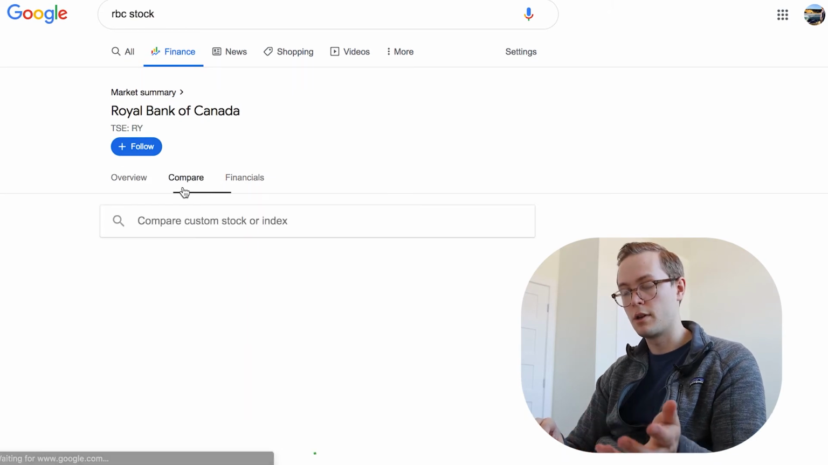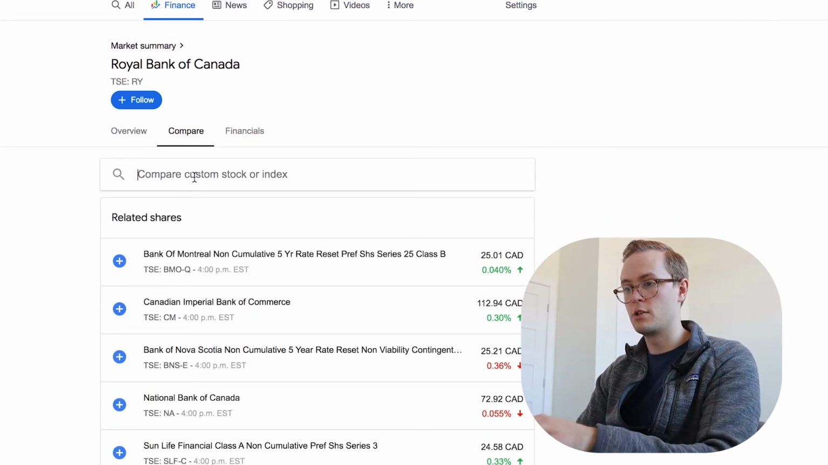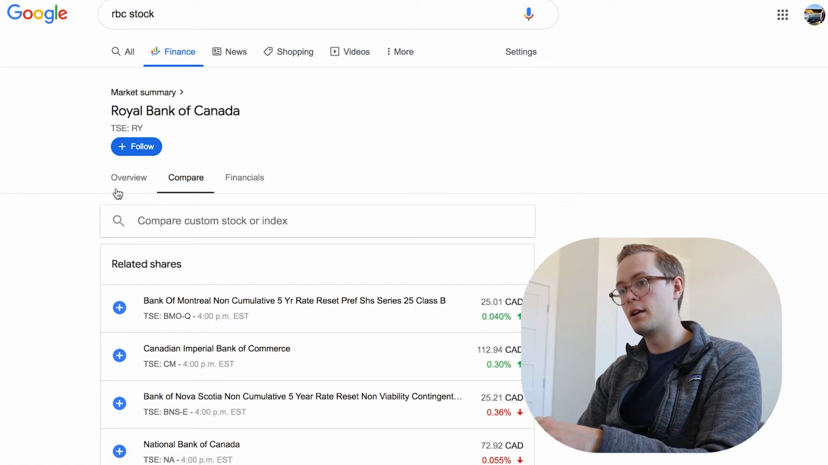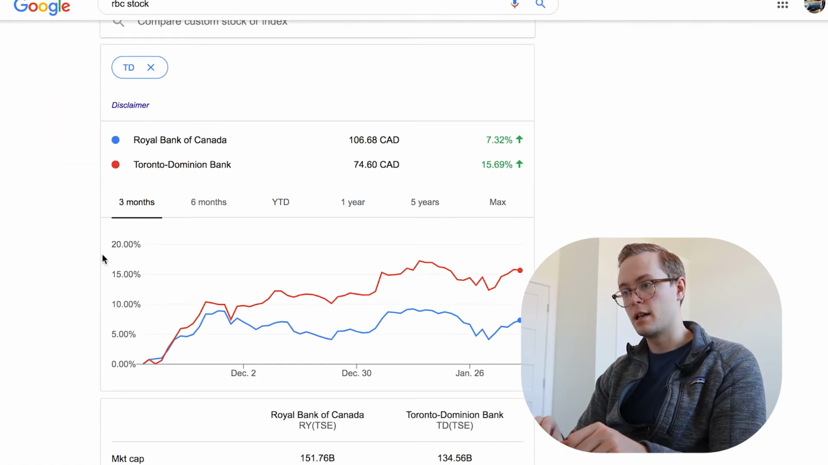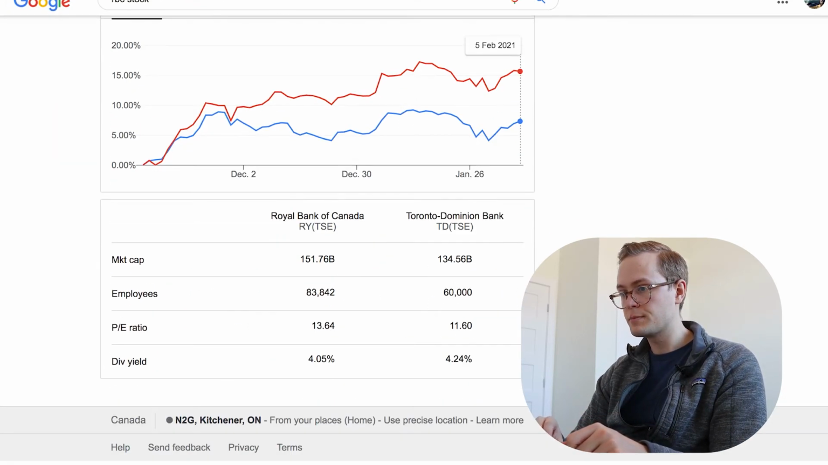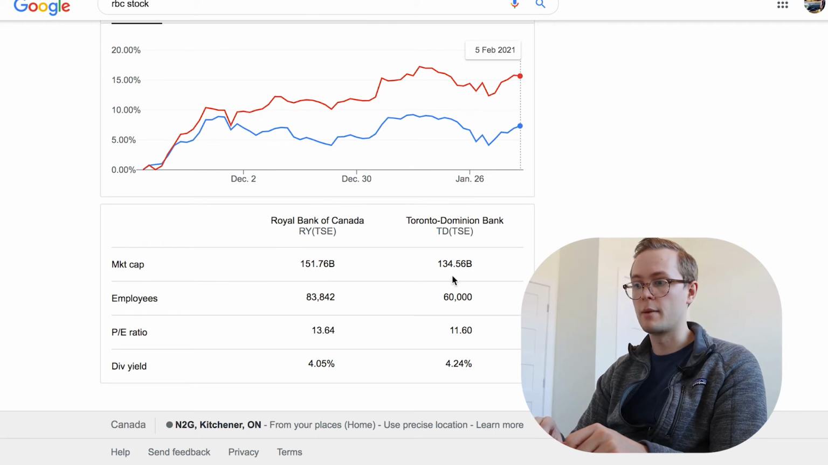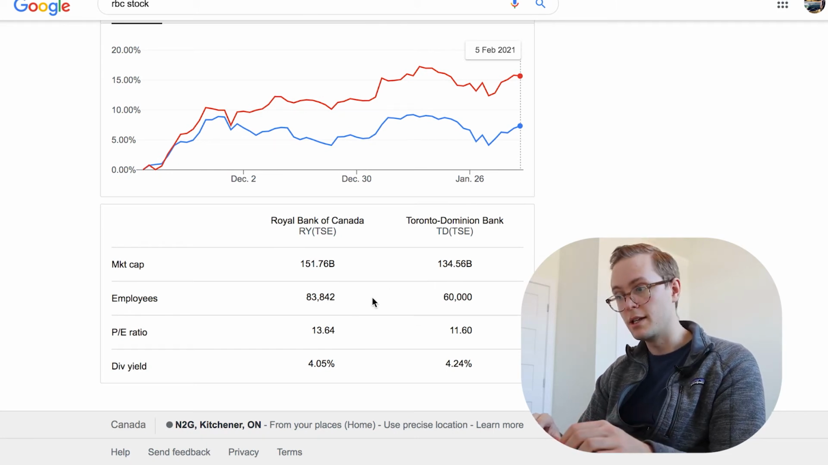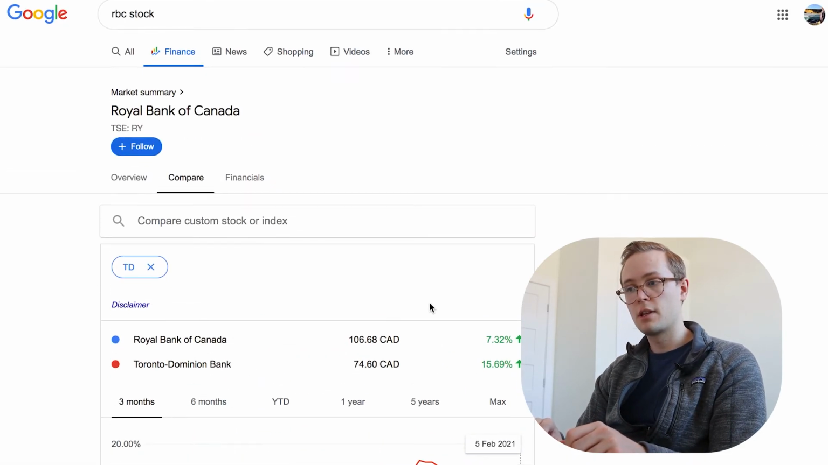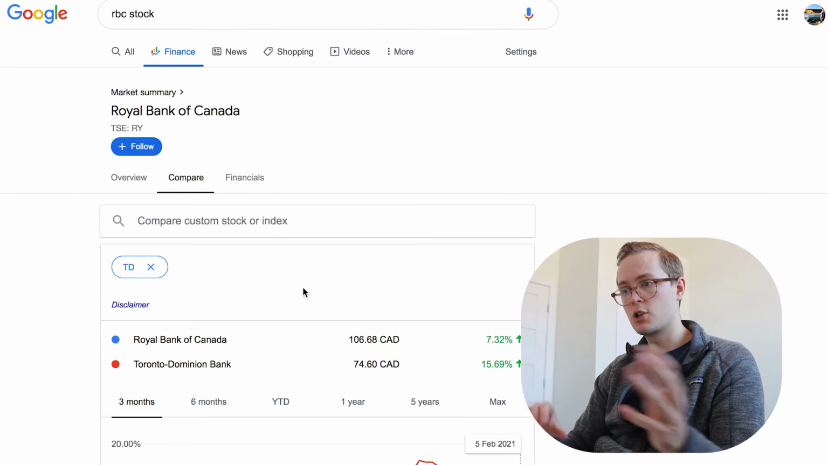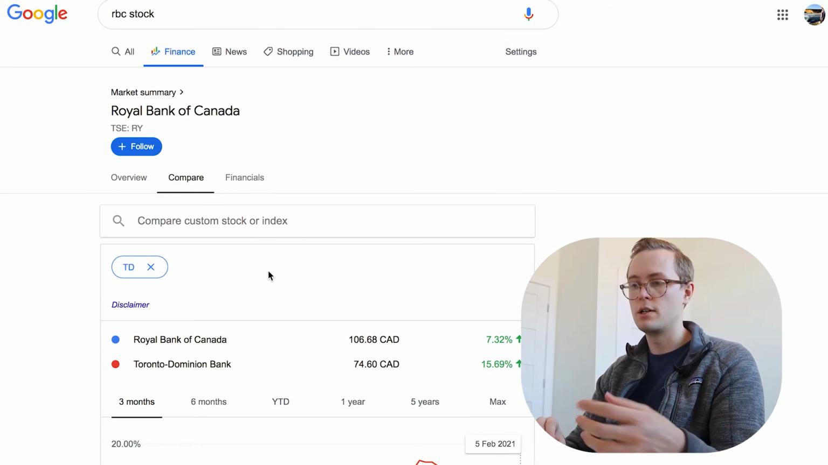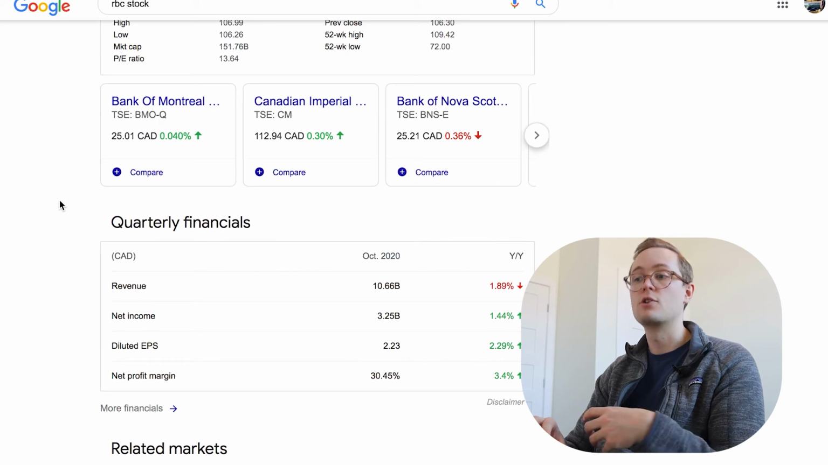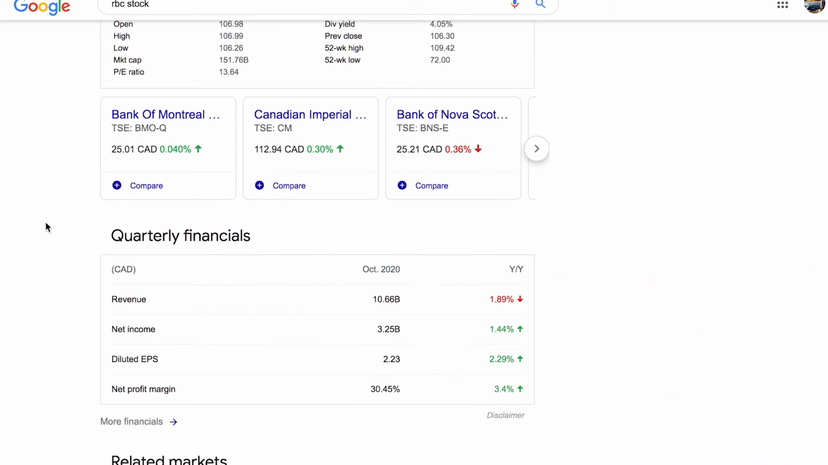You can also compare things here. If I was trying to compare TD and RBC, I can do that, and I can look at both of their stocks, their market caps, employees, their P/E ratios, which is pretty good, and then also look at their dividend yields. So yeah, this is definitely a good starter, or a good intro, into looking at and trying to compare two different stocks.